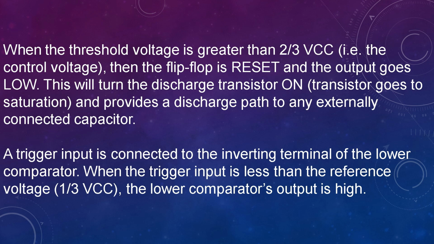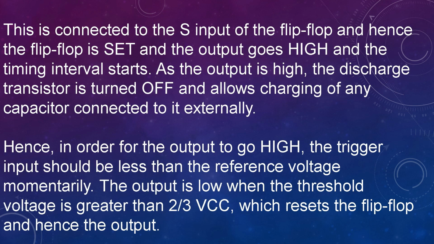When the trigger input is less than the reference voltage, 1/3 VCC, the lower comparator's output is high. This is connected to the S input of the flip-flop and hence the flip-flop is set, the output goes high and the timing interval starts. As the output is high, the discharge transistor is turned off and allows charging of any capacitor connected externally. Hence, in order for the output to go high, the trigger input should be less than the reference voltage momentarily. The output is low when the threshold voltage is greater than 2/3 VCC, which resets the flip-flop and hence the output.